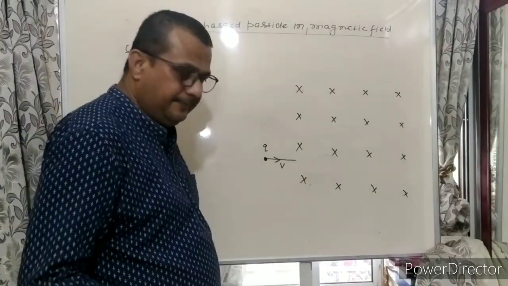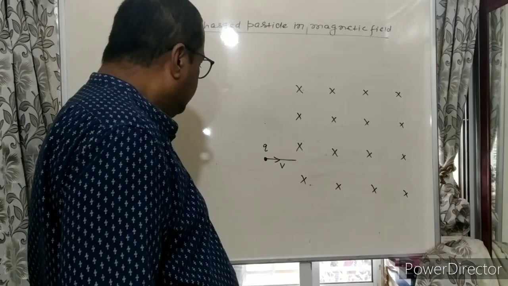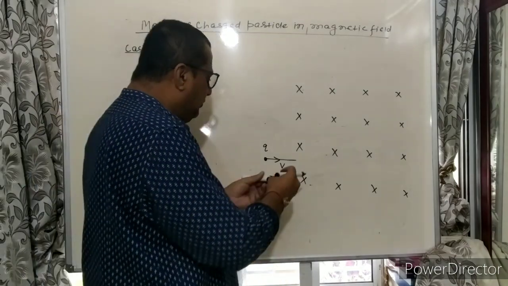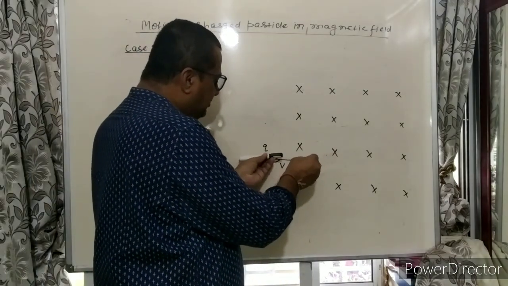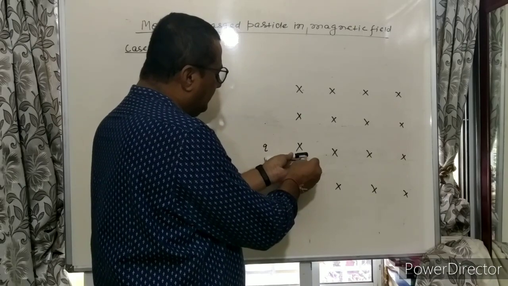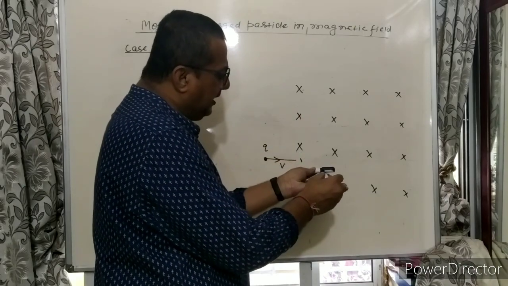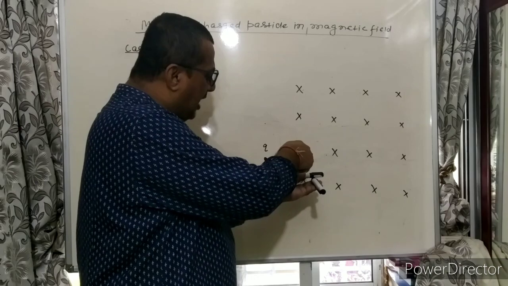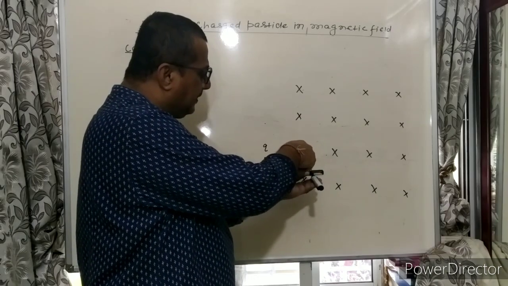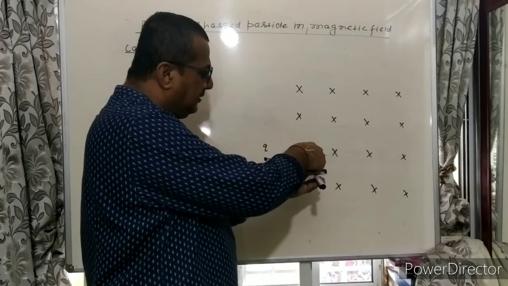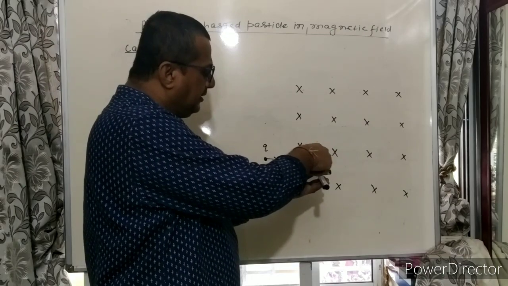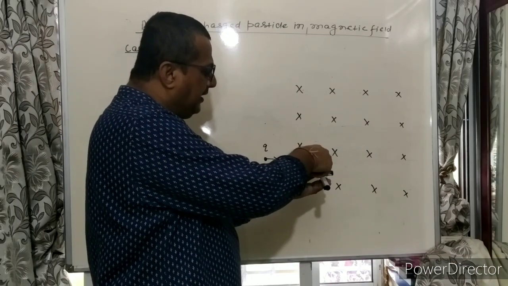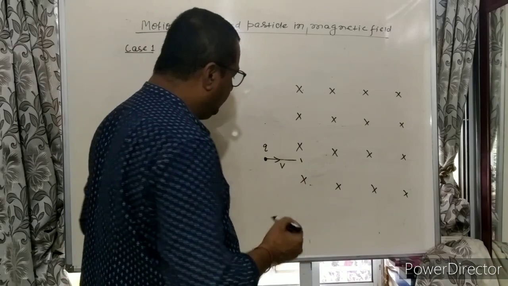You are finding here the magnetic field is inward and the charged particle is going like that. So the angle between the charged particle's velocity and the magnetic field is 90 degrees.